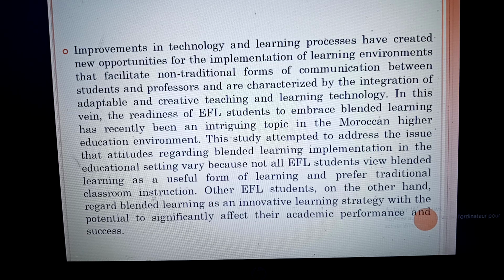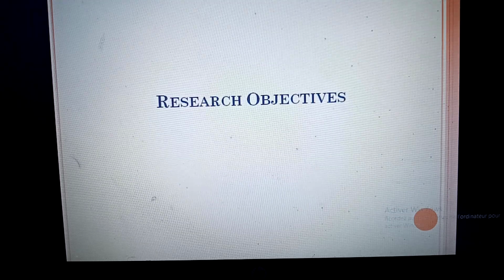So, this study attempted to address the issue that attitudes regarding blended learning implementation or incorporation in the educational setting vary, because again, not all EFL students view blended learning as a useful form of learning. Some students prefer traditional classroom instruction, whereas other EFL students, we can say, regard or see blended learning as an innovative learning strategy with the potential to significantly affect their academic performance and success.